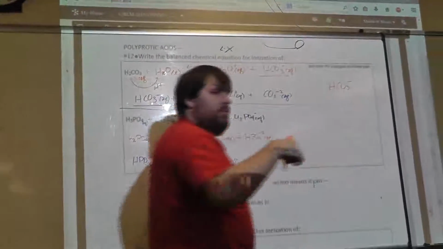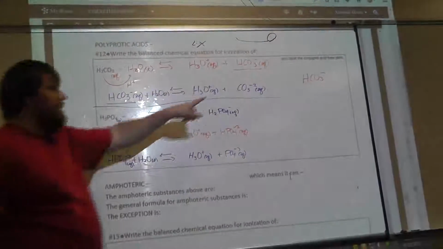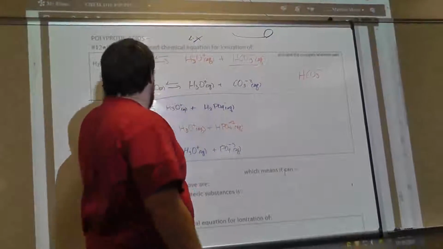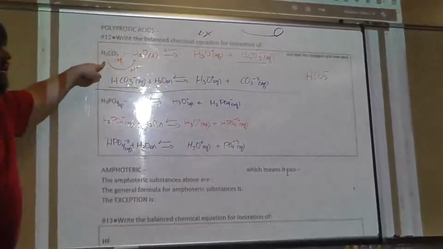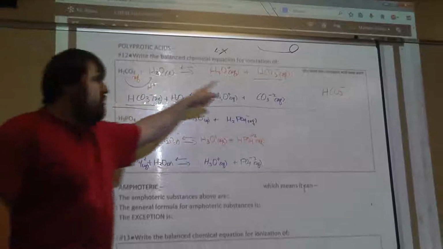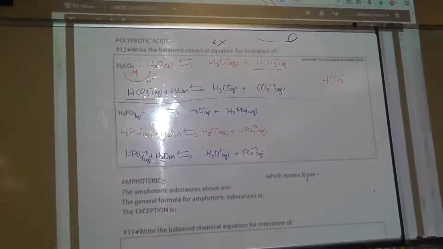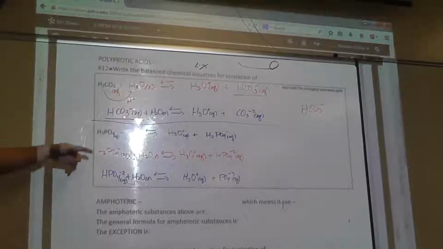he has a negative. So because he has a negative, he can pick up a hydrogen, right? This guy can pick up a hydrogen and come back across to be his carbonic acid brother. But he also still has a hydrogen, so he can lose one more hydrogen. So something that can both lose and gain hydrogen is considered amphoteric. Okay?